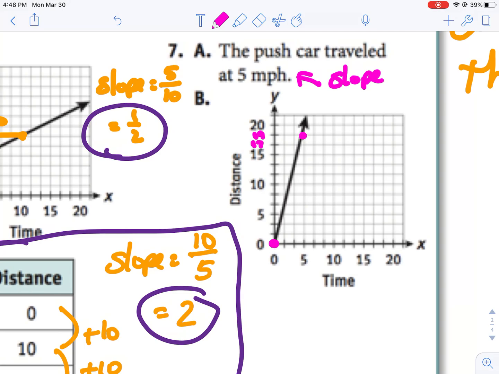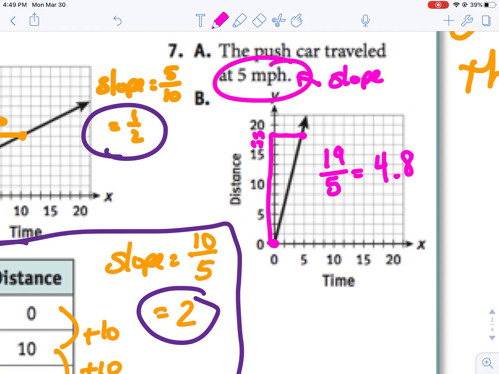If we go from 0 to, say, 19, that went up 19 and over 5. And if we take 19 over 5, that's a little bit less than 5. If we divide that in our calculator, what do we get? We get 4.8, which then is a little bit lower. So that means this slope right here is the higher of the two slopes. So A would be going a little bit faster.